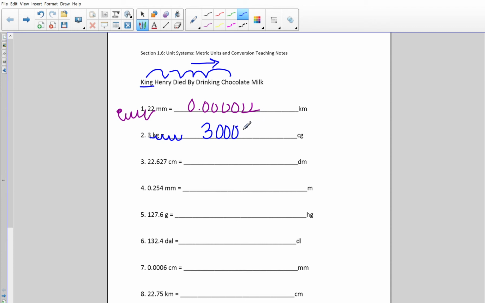No, 5 zeros. I've got to count. Yeah, because I moved 5 to the right from that 3. And so that's how big of the centigrams it is. Okay, so let's look at the next one.